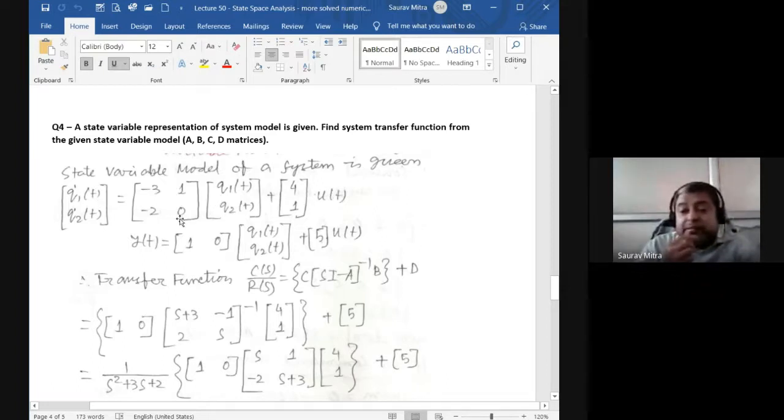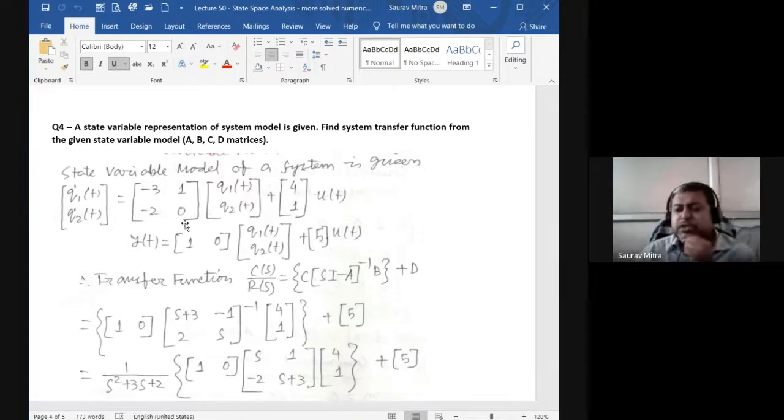How can we find it? q1 dot (t), q2 dot (t) are given, x dot (t) or q dot (t) is equal to A q(t) plus B u(t) is given, and the y equation is given. Using all these things, we can find the solution of the differential equation. Here actually two differential equations are clubbed together in the top equation. Now we will be solving that differential equation, also called the solution of the given state variable form. After finding the solution, we will be able to find the equation of q1 and the equation of q2 in time domain.